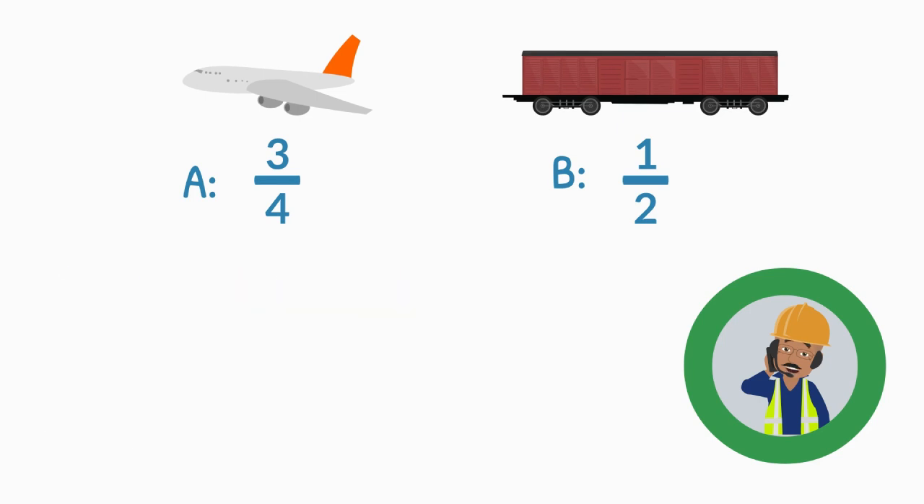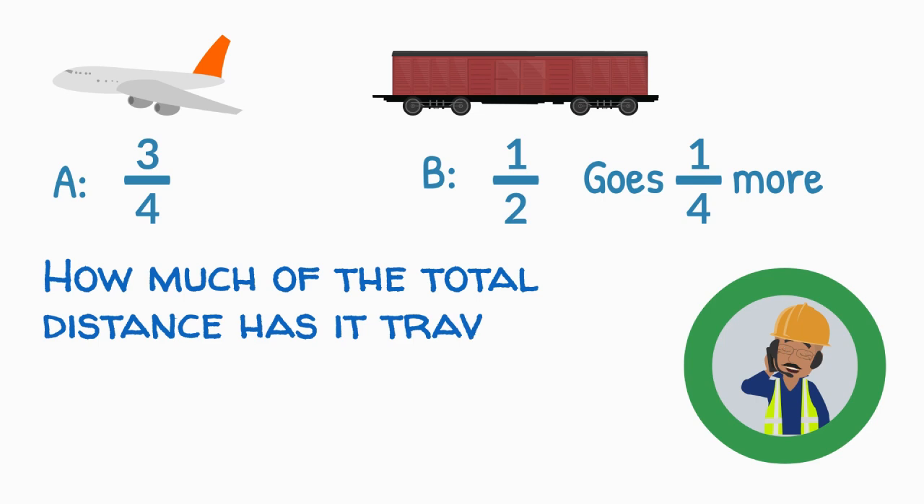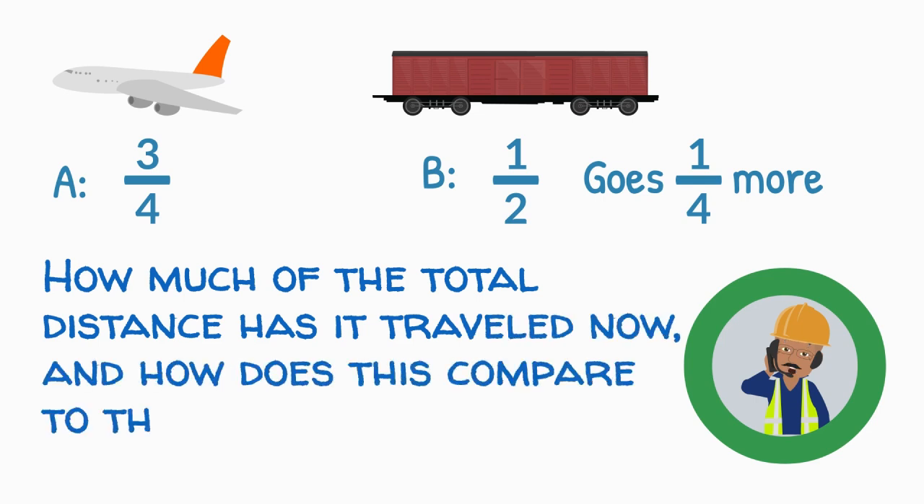Suppose the shipment that has traveled 1/2 of its distance covers an additional 1/4. How much of the total distance has it traveled now, and how does this compare to the first shipment?